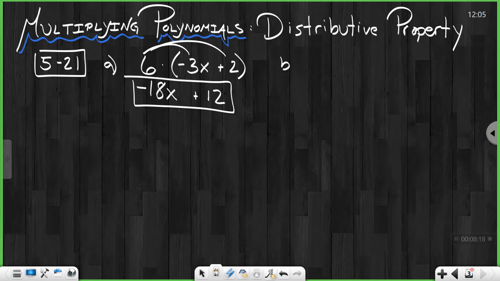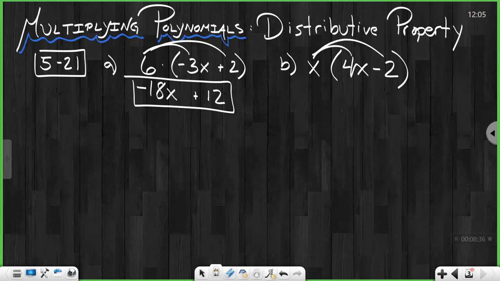Let's look at B. In B, it gives me x times 4x minus 2. And in this case, now all of a sudden it's saying, forget a number being multiplied through, let's distribute a variable. But same thing, I have to take that monomial times both terms in my binomial. Now here, what is the coefficient of x when you don't see a number? It is 1. So it's 1x times 4x. Well, 1 times 4 is 4. x times x is x squared. 1 times negative 2 is negative 2. x times no x's is just x.